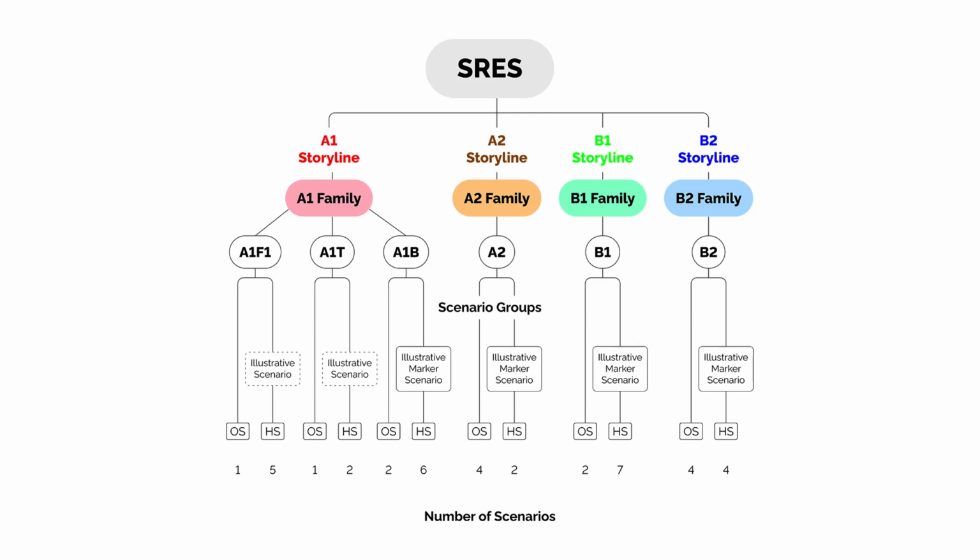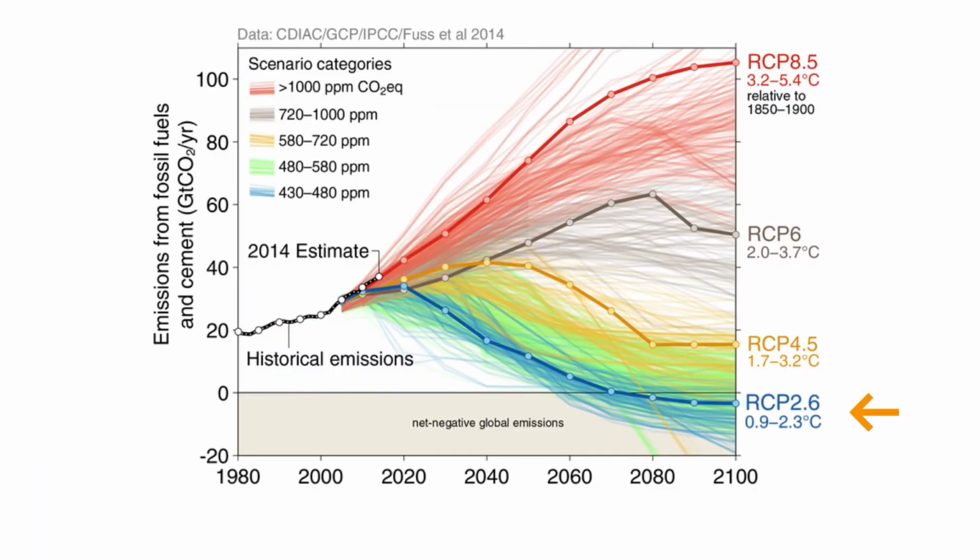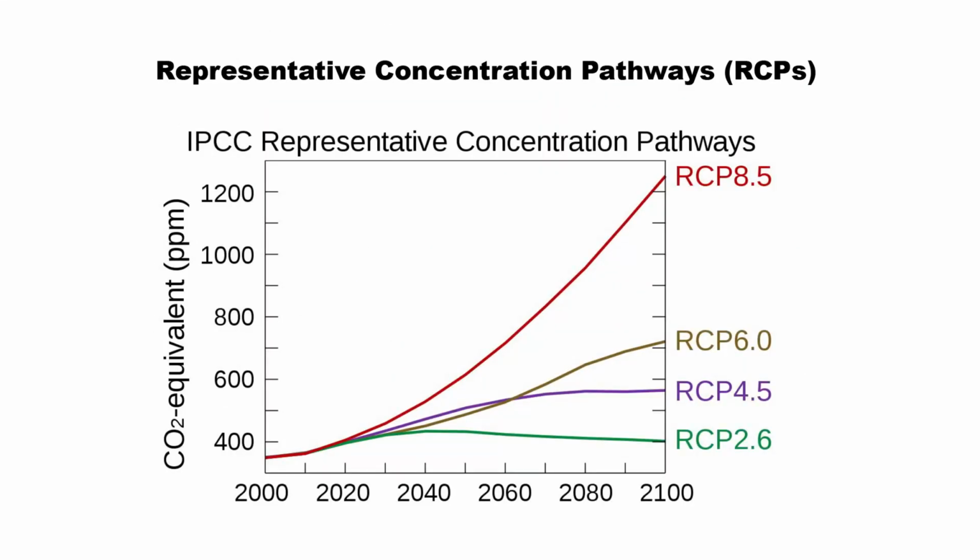specifically named for radiative energy in watts per square meter added to the Earth's climate system by the end of the 21st century. For example, the RCP 2.6 scenario means that the climate system gains a total of 2.6 watts per square meter by 2100, while the RCP 8.5 means a gain of 8.5 watts per square meter. To put these values in perspective, the average energy input by the sun into our atmosphere is 78 watts per square meter. We can also think of these RCPs in terms of greenhouse gas emissions.